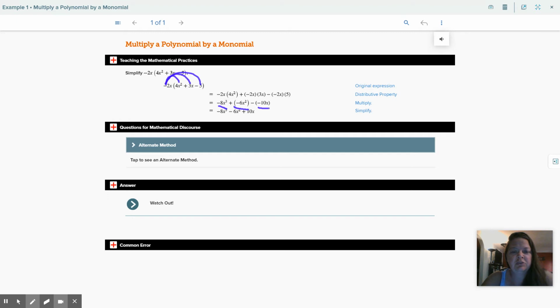And then we simplify, dealing with all those negative signs, so we get negative 8x to the third minus 6x squared plus 10x.